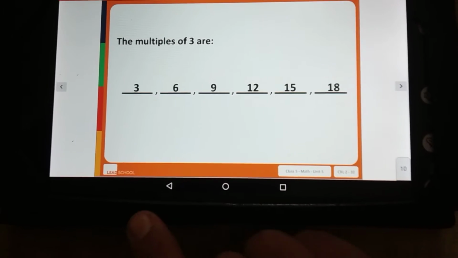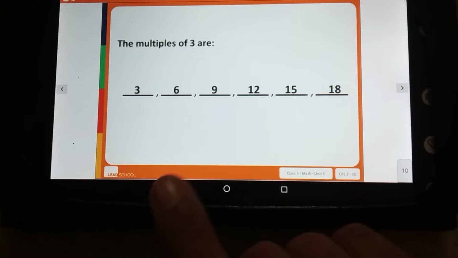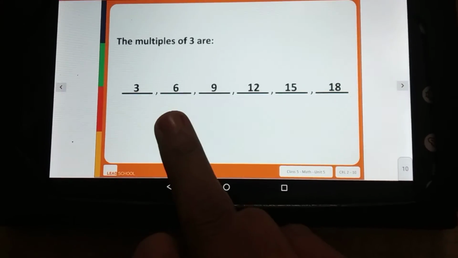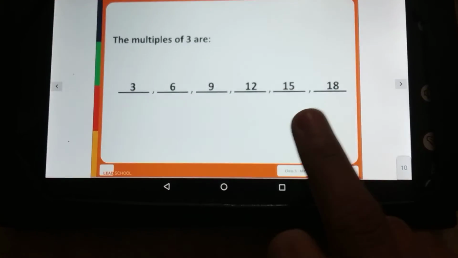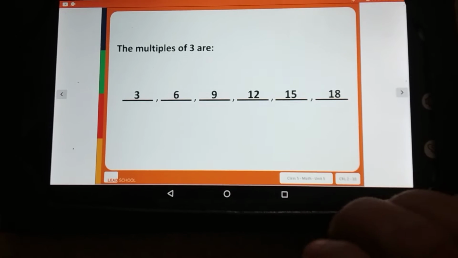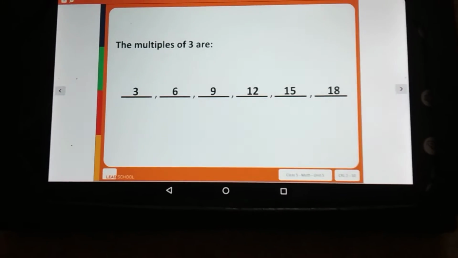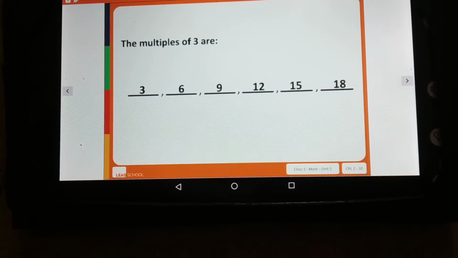Got it? So the multiples of 3 are 3, 6, 9, 12, 15 and 18. These all are multiples of 3. Now, look at this everyone, multiples of 3.